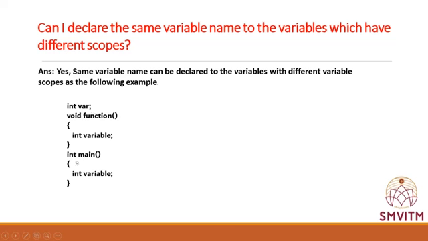Now let us include a main there. The main also has a variable, so this variable and the variable inside the function will not have any clashes. So yes, we can declare the same variable name for variables in different scopes.